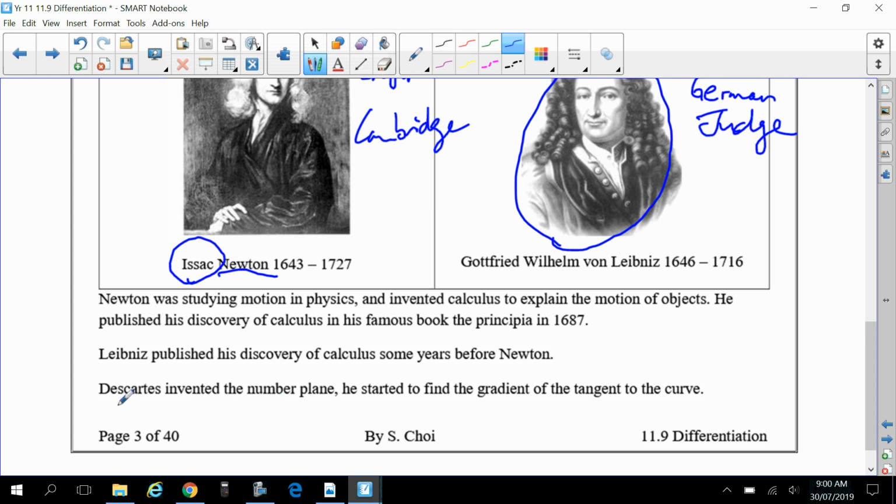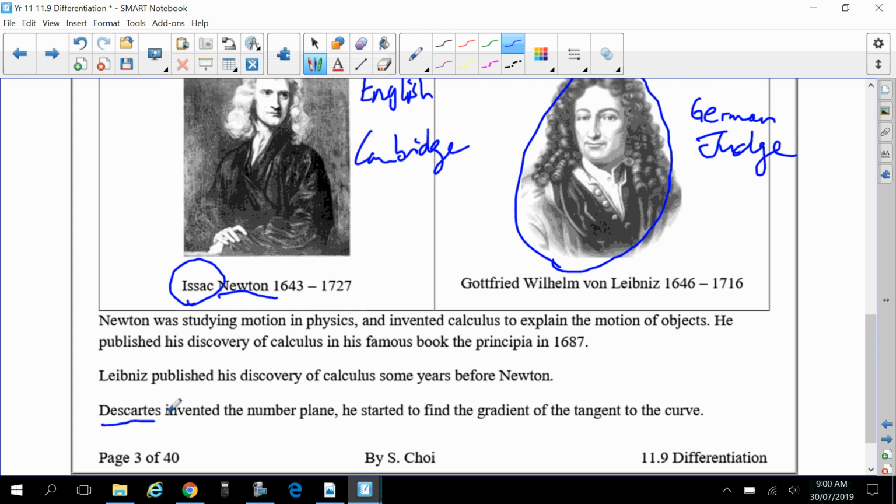Okay, now be careful. This guy, Descartes, invented the number plane, but he started to find the gradient of the tangent to the curve. If you read the history book, these two persons formalized it. He actually found the application. This guy also discovered calculus, but he was before Leibniz. He invented the number plane. The first thing he does is let's start to find the gradient of the tangent. So it's quite interesting, but he's not as famous as these two guys.